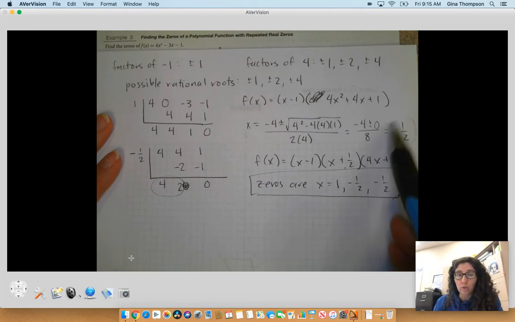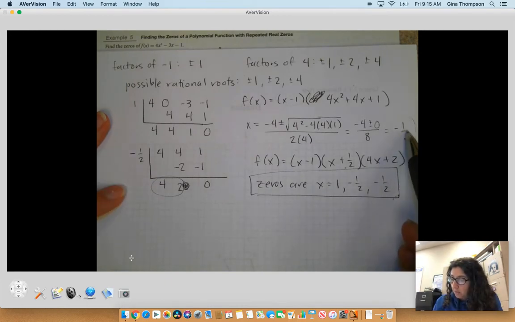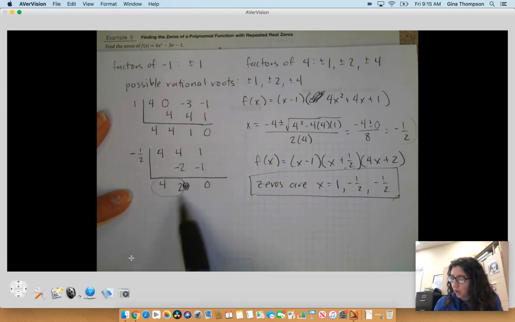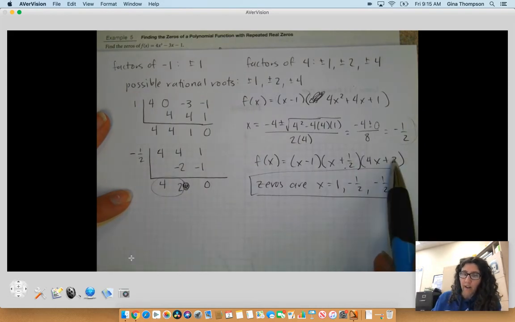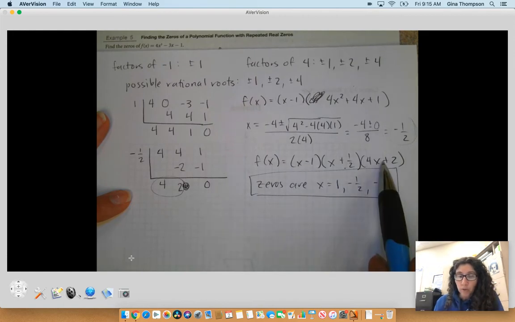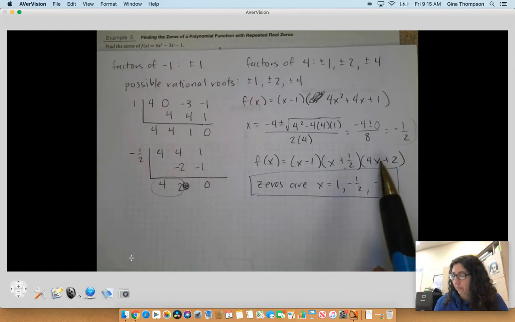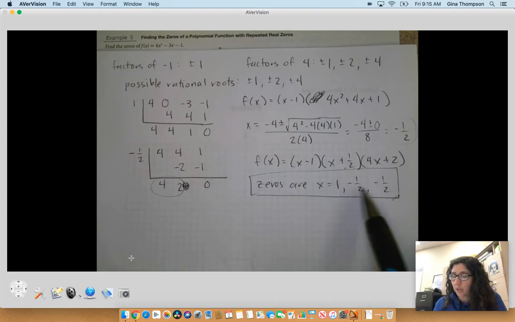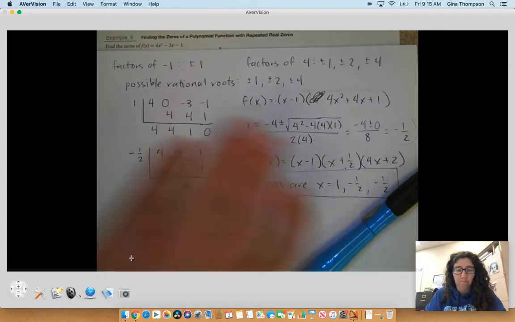We found another root. And we said, okay, well, what's left? We used the synthetic division to find the third linear term, or linear factor. And from those linear factors, we use the fundamental theorem of algebra, or just kind of what we've been doing forever, to use those linear factors to list what the roots of that function are. Okay?